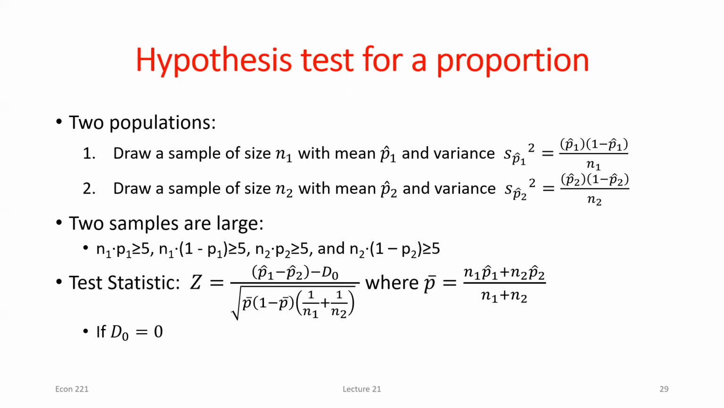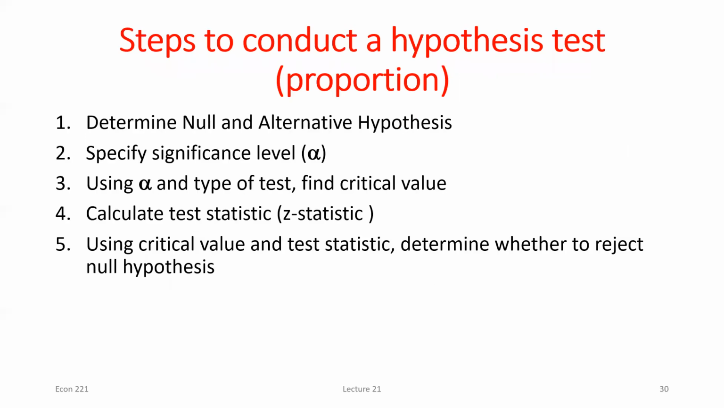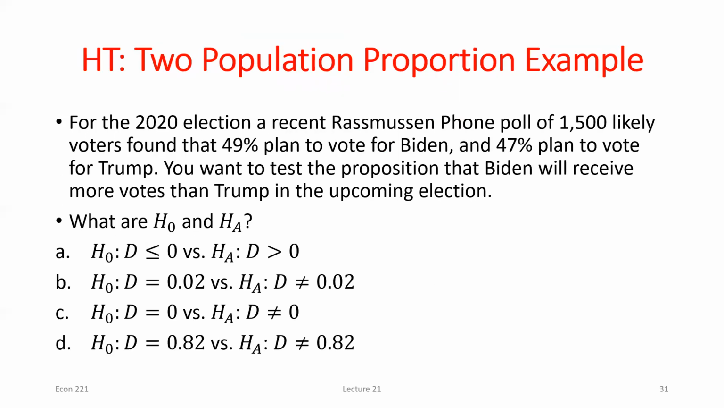All right, so let's work through an example here. Let's say this was prior to the last election. I believe that Rasmussen was the poll that got the 2016 election correct, or the largest company that got it correct. So prior to the election, they had 1,500 voters, and 49% said they planned to vote for Biden. 47% said they planned to vote for Trump.